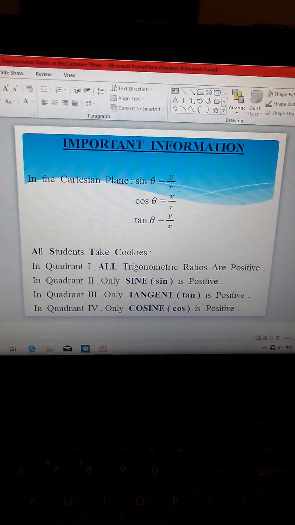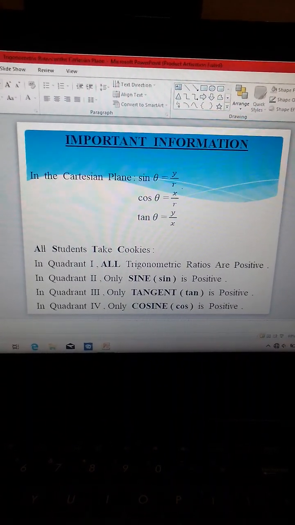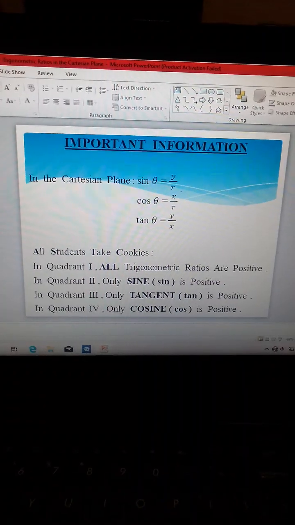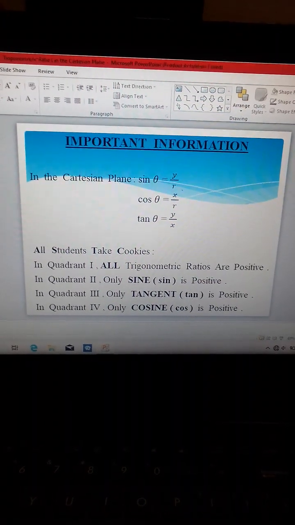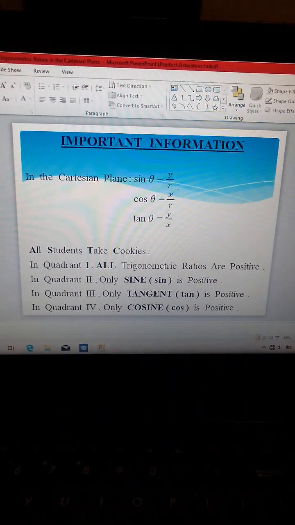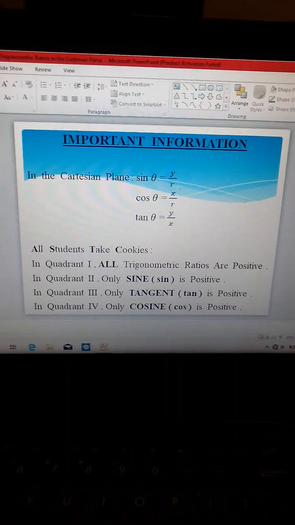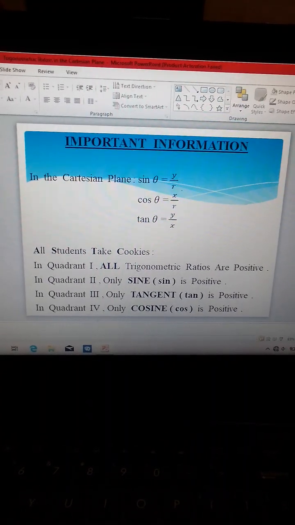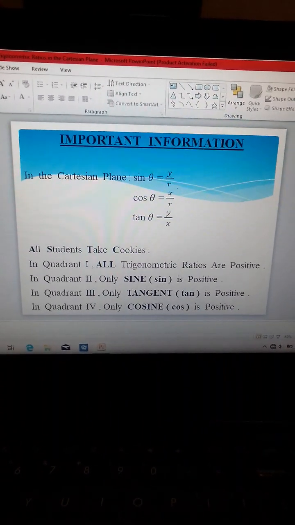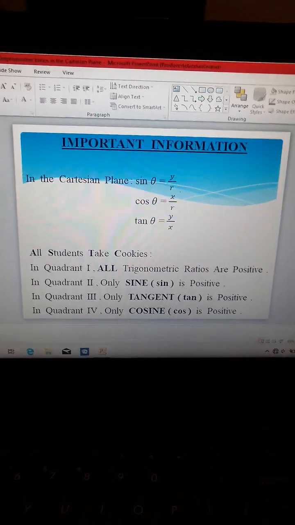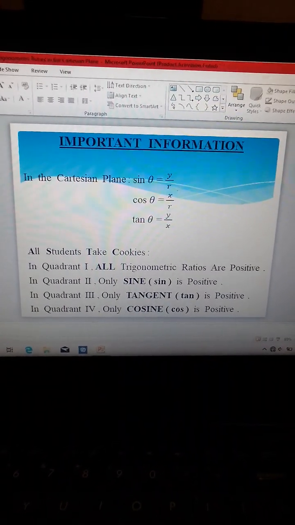Now there's a mnemonic that people use to remember in which quadrant which one is positive, and it goes in many ways. Some people say all students take cookies, that's what I say. Some say all students take cocaine. Yeah, it depends on the person.